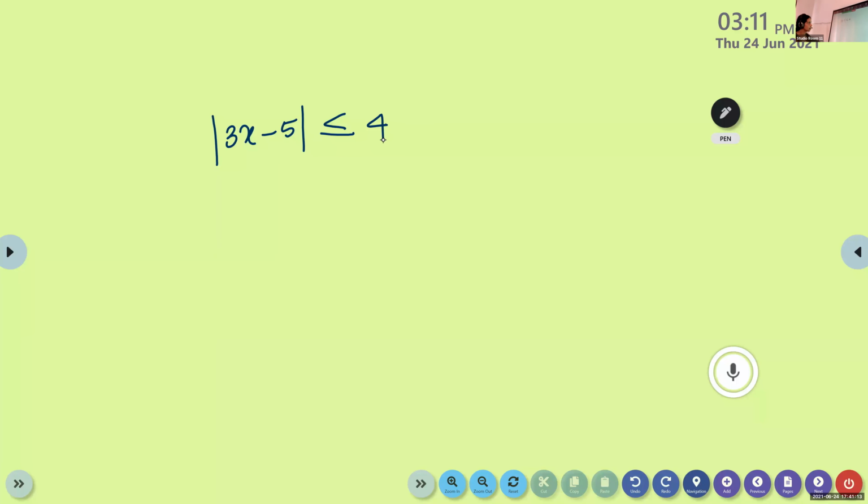How will you solve this? Modulus of 3x minus 5 is less than or equal to 4. So we can solve this as minus 4 less than or equal to 3x minus 5, which is less than or equal to 4.